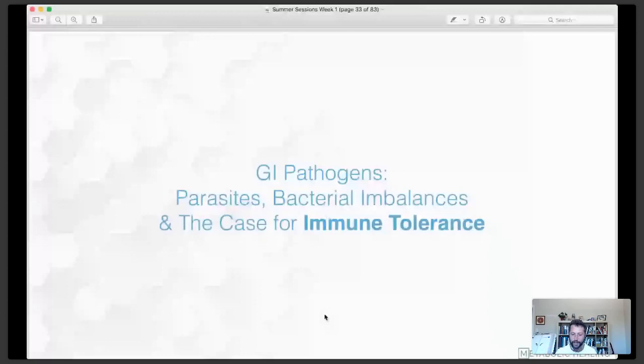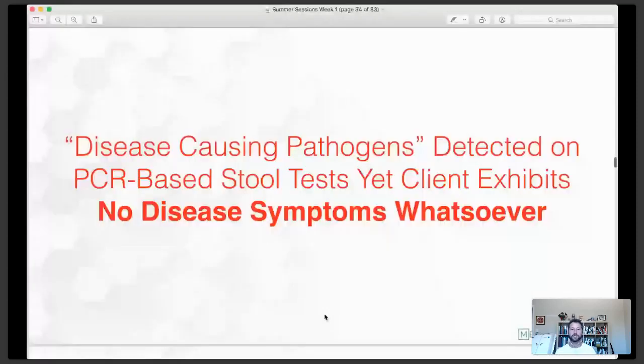And this is an issue that I want to really hit. I talked about this on the webinar last week, but I want to bring it up now. This is the situation that I've seen repeatedly now. Disease-causing pathogens detected on PCR-based stool tests, yet the client exhibits no disease symptoms whatsoever. I'm talking about Giardia. I'm talking about Entamoeba histolytica, so-called virulent pathogens. But where are all the symptoms? None. What's going on here?